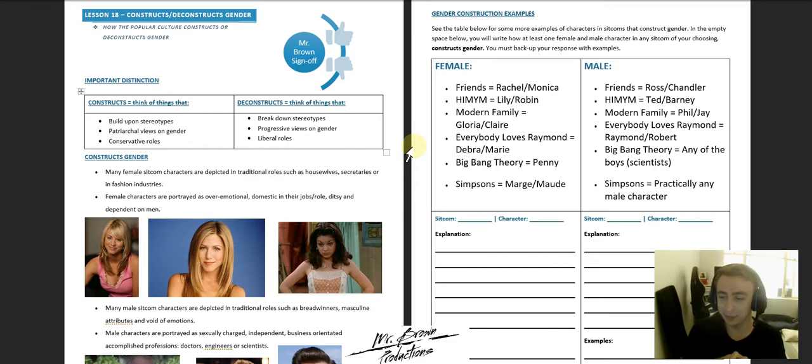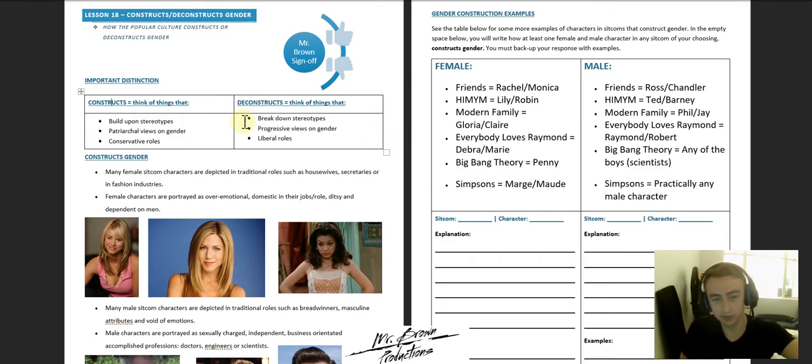So when you're looking at the word constructs, I want you to think of things that build upon stereotypes, that give a patriarchal view on gender, and they're very much conservative roles. So when you're constructing something, you're building it up. That's the main thing. So you're constructing a house, you're putting a brick on top of a brick on top of a brick, right? You're building up these stereotypes in sitcoms.